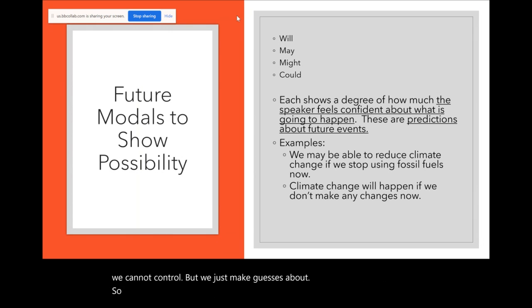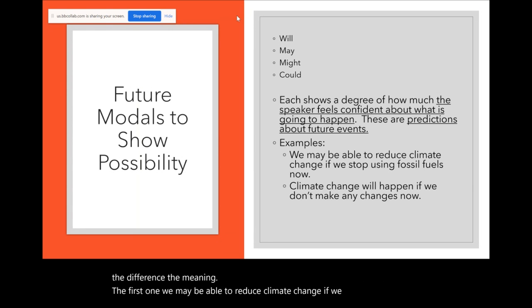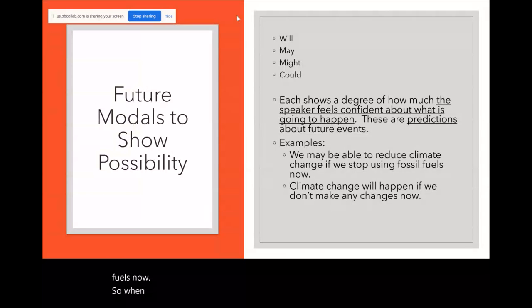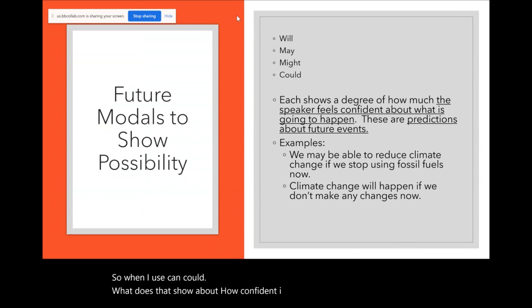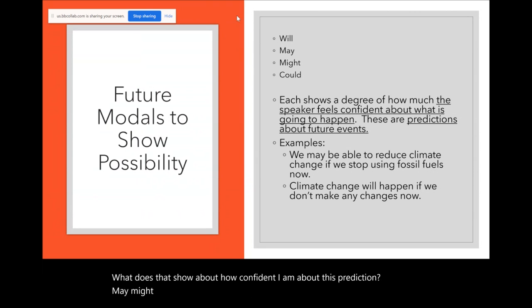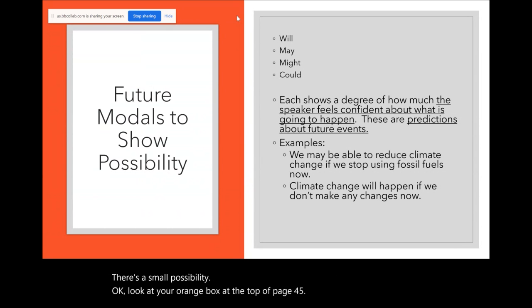Okay, so here's some examples. And I'm using may in the first example and will in the second. Let's talk about the difference in the meaning. The first one: we may be able to reduce climate change if we stop using fossil fuels now. So when I use may, might, and could, what does that show about how confident I am about this prediction? Not really sure at all. It's like 50-50. There's a small possibility. Look at your orange box at the top of page 45. It says use the modals may, might, and could to say you are uncertain about the future.